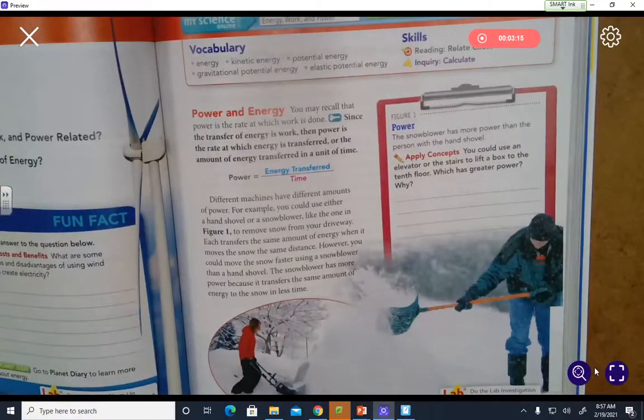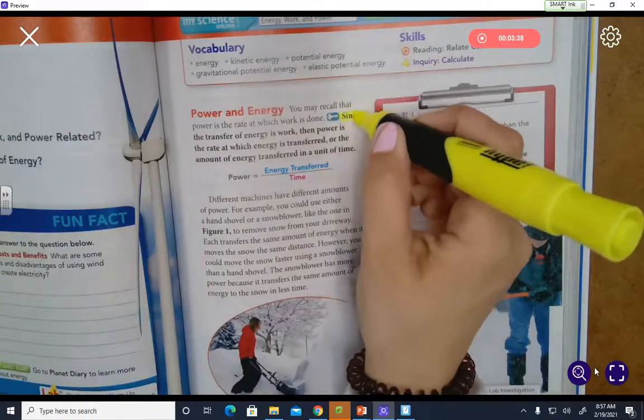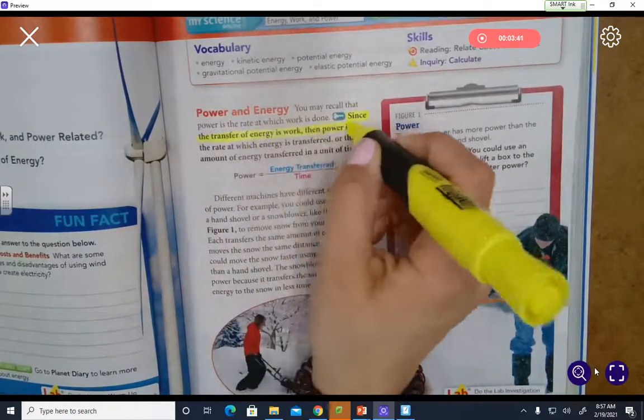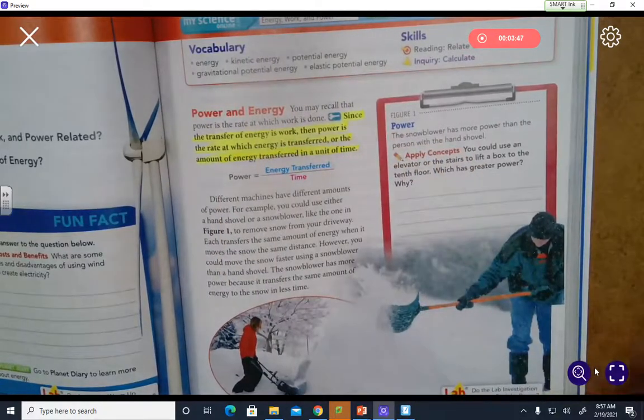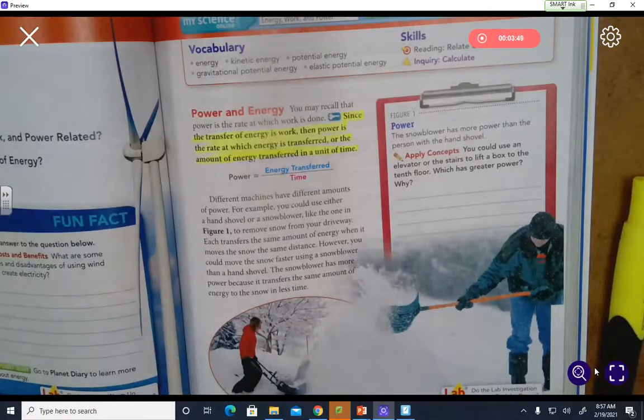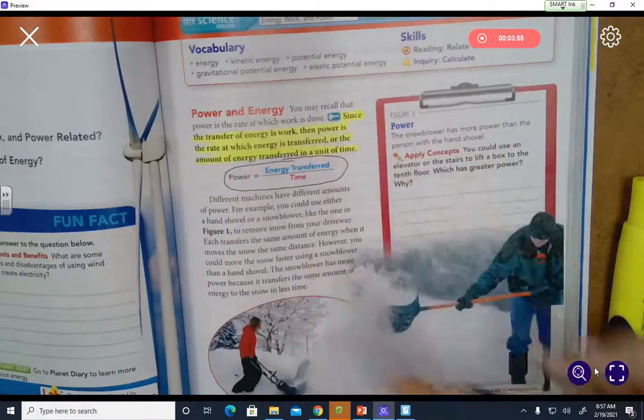Power and energy. You may recall that power is the rate at which work is done. Since the transfer of energy is work, then power is the rate at which energy is transferred, or the amount of energy transferred in a unit of time. I want you to highlight the bold-faced sentence, and then take your pencil and circle the equation for power.